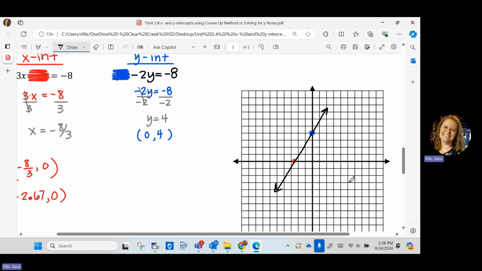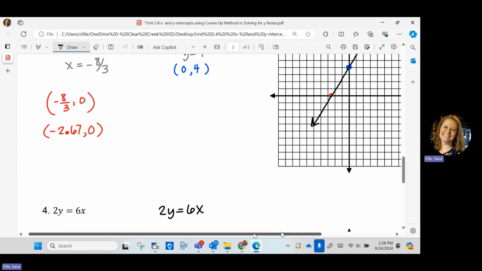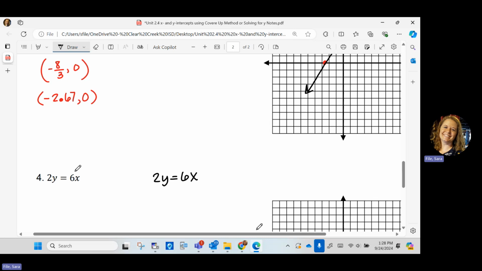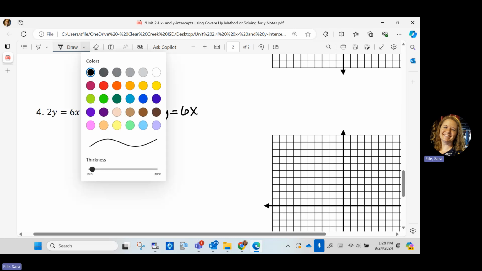All right, last but not least, we've got one that's not in standard form. If you look at this last equation, it's not x plus y equals constant. We've got our y term equals our x term. There is no constant. So let's see what happens when there's no constant. There's just a y term and an x term.